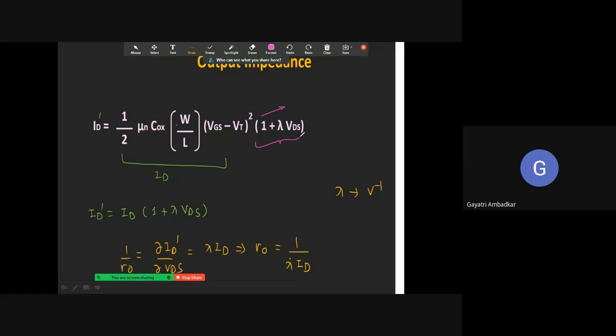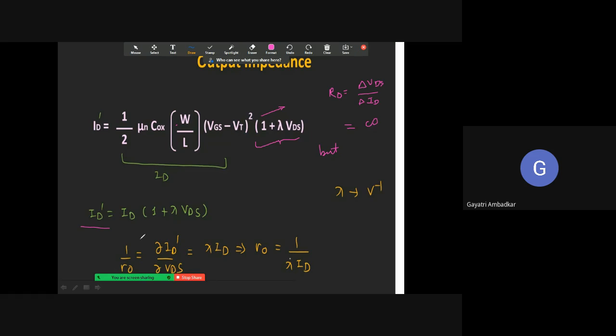From the last characteristic, we concluded that RO is equal to delta VDS upon delta ID. And our delta ID was not varying, it was 0. So we said it is infinite. But now delta ID is varying by a small amount, so it cannot be treated as 0. So what is our new ID? We call that new ID as ID dash. So ID dash is equal to old ID, that is ID in saturation, multiplied by 1 plus lambda VDS.